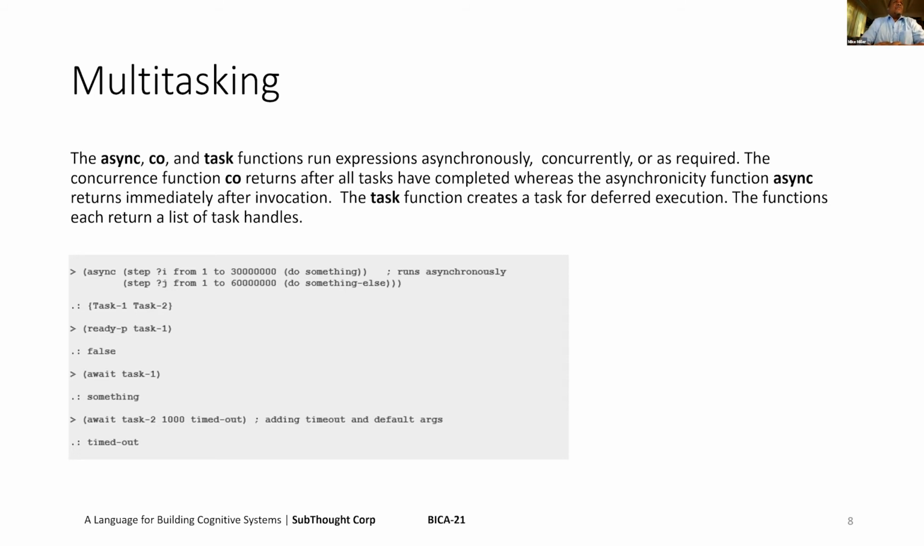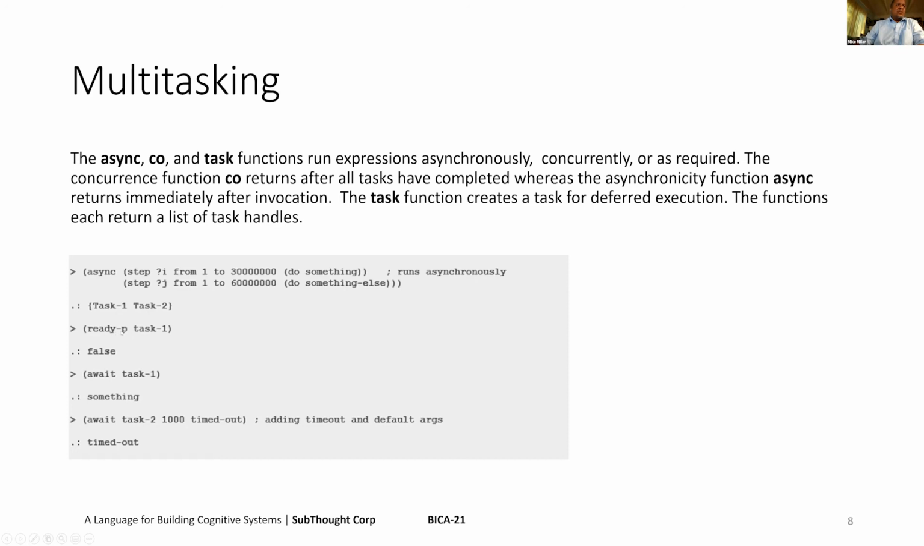In premise, the async, co, and task functions run expressions asynchronously, concurrently, or as required. The concurrence function co returns after all tasks have completed, whereas the asynchronicity function async returns immediately after invocation. The task function creates a task for deferred execution, and the functions each return a list of task handles. In this example, we say async, step I from 1 to 3000, do something. That runs asynchronously. Step J from 1 to 6000, do something else. It returns two task handles, task 1 and task 2.